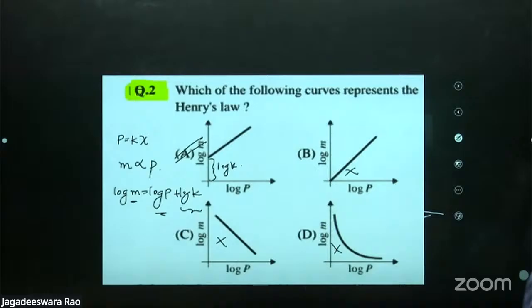Will you agree? Correct? So here the y-intercept should come as log K. That's why the answer is this. Any doubts?